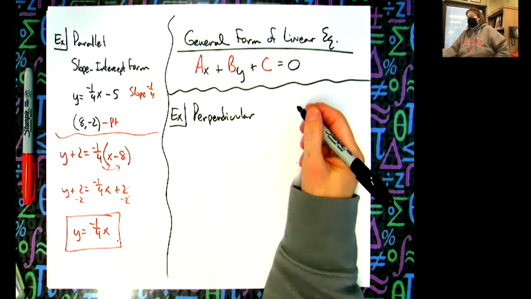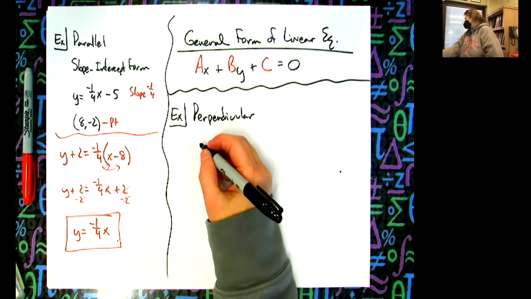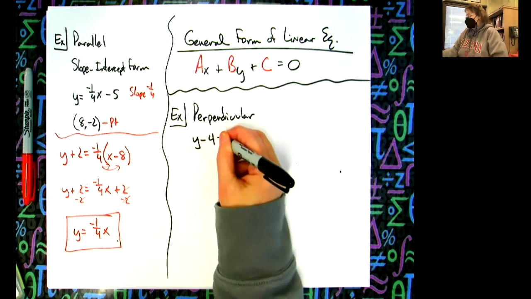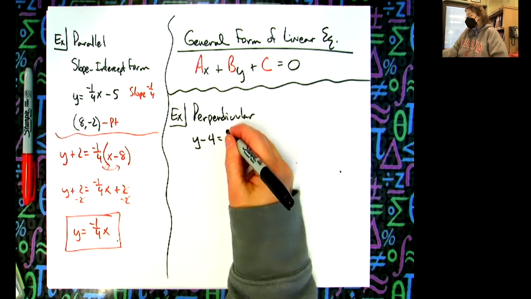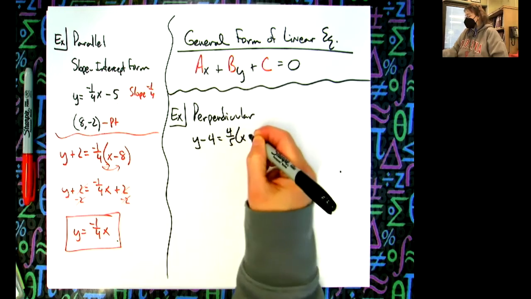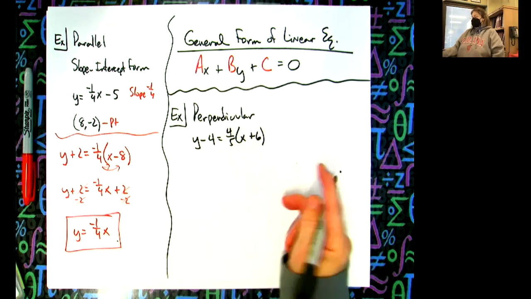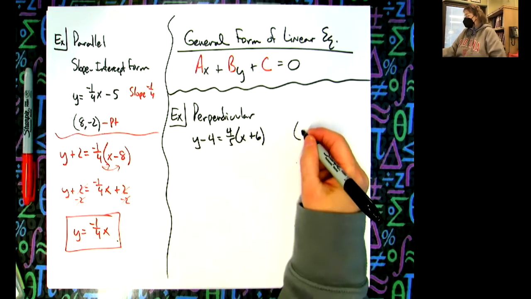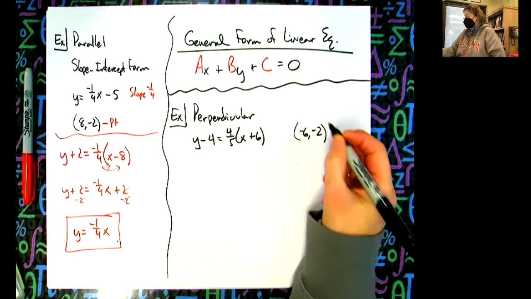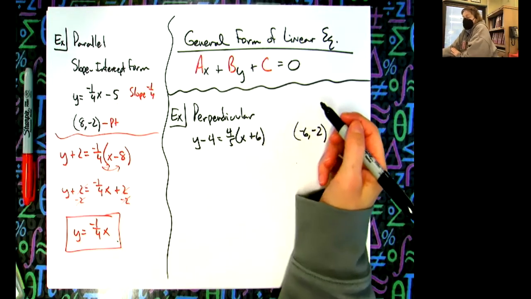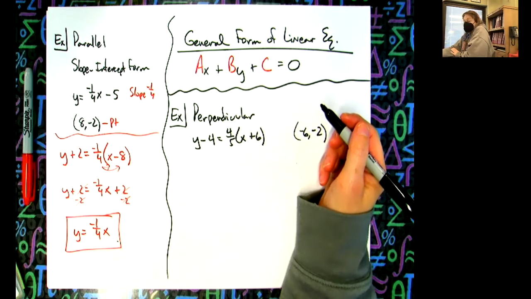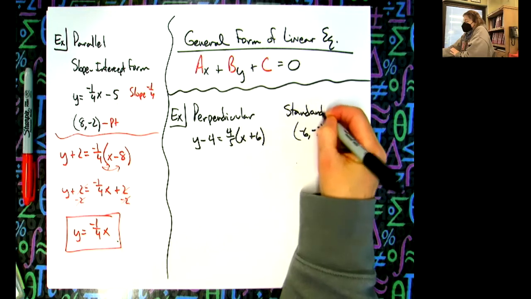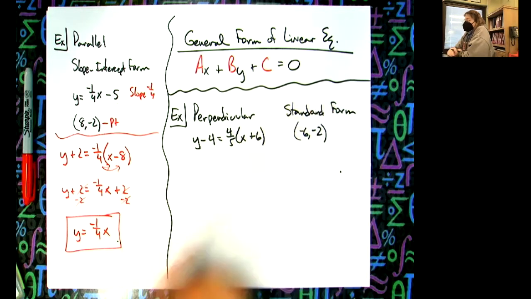All right. Let's say it's perpendicular to, I've done standard form, I've done slope-intercept form. Let's do y minus 4 is equal to 4/5 x plus 6. All right, so let's say perpendicular to this line goes through the point (-6, -2). And then I want you to write it in, we've done point slope, we've done slope-intercept, let's write it in standard form.